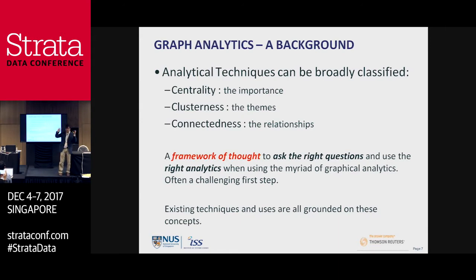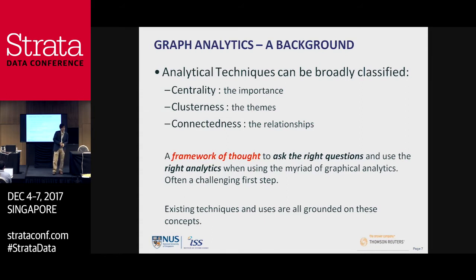Now, these 3 C's provide a framework of thought for how you want to analyze your graph. Any algorithm can fall under these 3 C's. The first one, centrality. You ask the question: how important is a node? A node is, of course, an element in the graph.